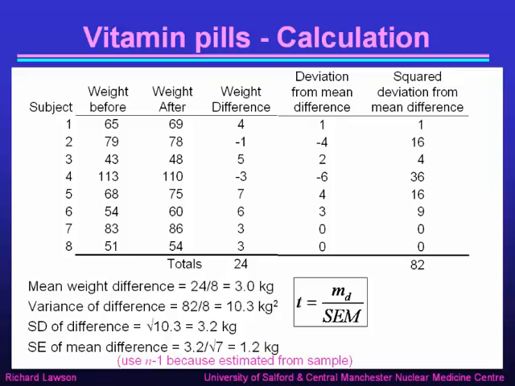So we have the formula for t as the mean difference, md, divided by the standard error of the mean. The mean difference is 3, the standard error of the mean is 1.2, 3 over 1.2 is 2.5. So we have a t of 2.5 with 7 degrees of freedom, because there are 8 subjects, 8 pairs, and the degrees of freedom is n minus 1.